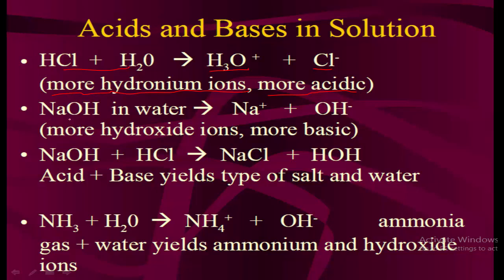Then NaOH, sodium hydroxide, in water gives Na+ and OH-. Again the note is given that the more hydroxide ions formed, the more basic the solution will be. NaOH is a base and HCl is an acid. When they react with each other, they form a neutral product, that is NaCl and water.